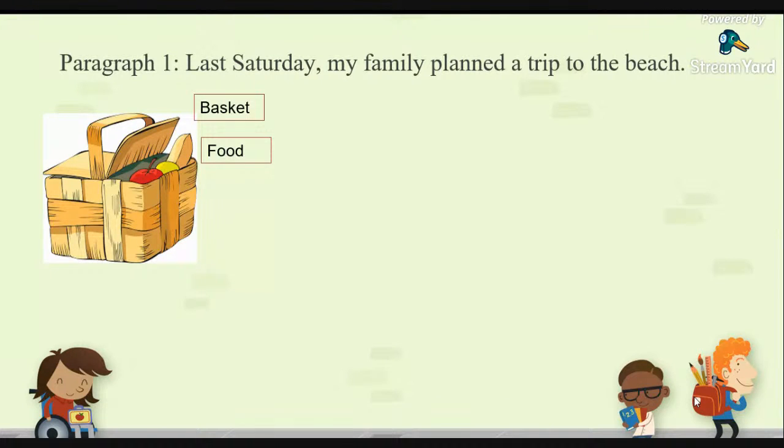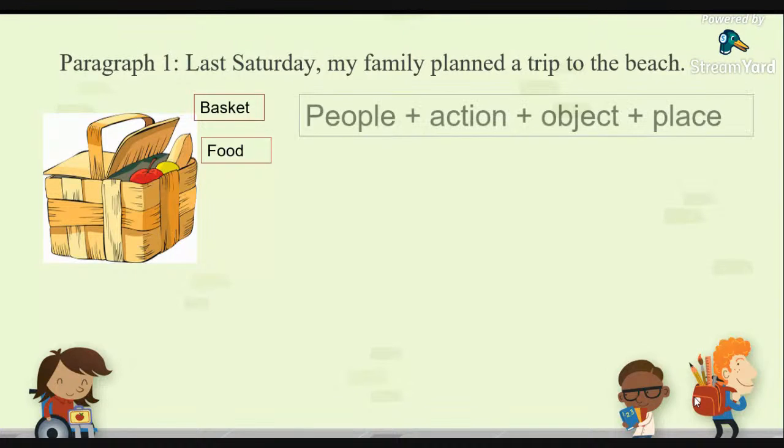Okay? And then when we want to write the sentence, we'll think about these 4 elements. People, action, object, and place. Dah ready nak buat ayat, fikirkan 4 benda ni. People, siapa, action, and then object dan juga tempat. Okay. Let's look at one by one.